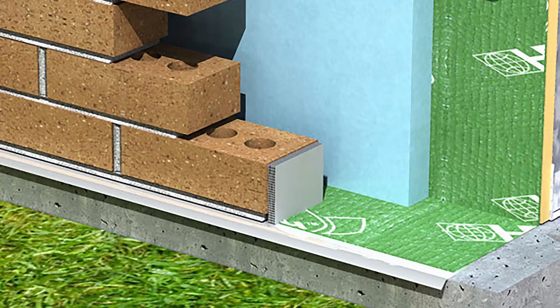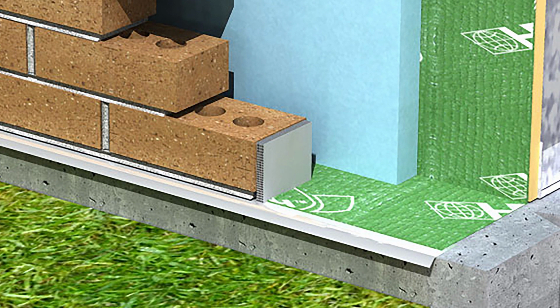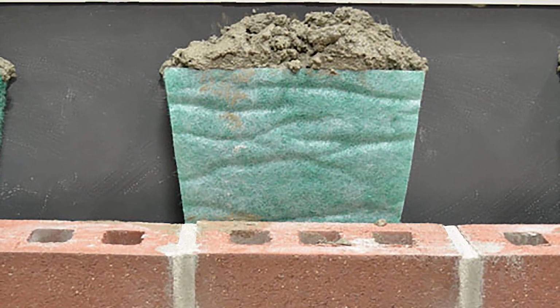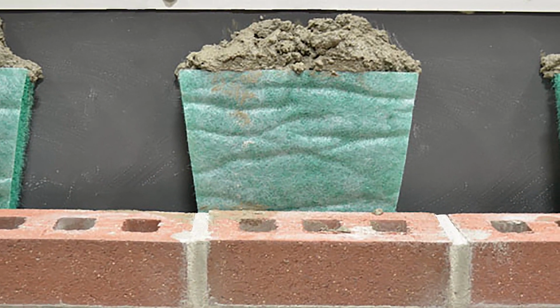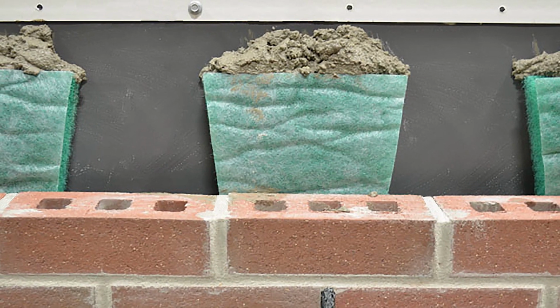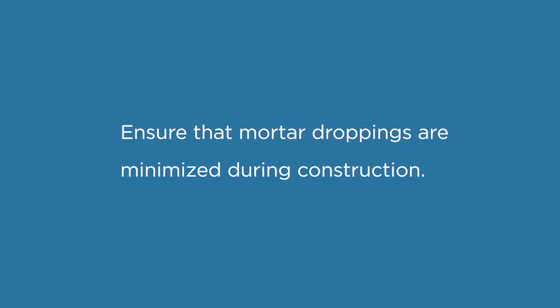The designer has a variety of options for weeps, natural and synthetic. Efforts should be made to prevent insect infiltration, but if sash cord is used, ensure that it is made of cotton and not synthetic materials. Install mortar control devices in the airspace if indicated. The flashing should always extend several inches above the mortar control device. Ensure that mortar droppings are minimized during construction.